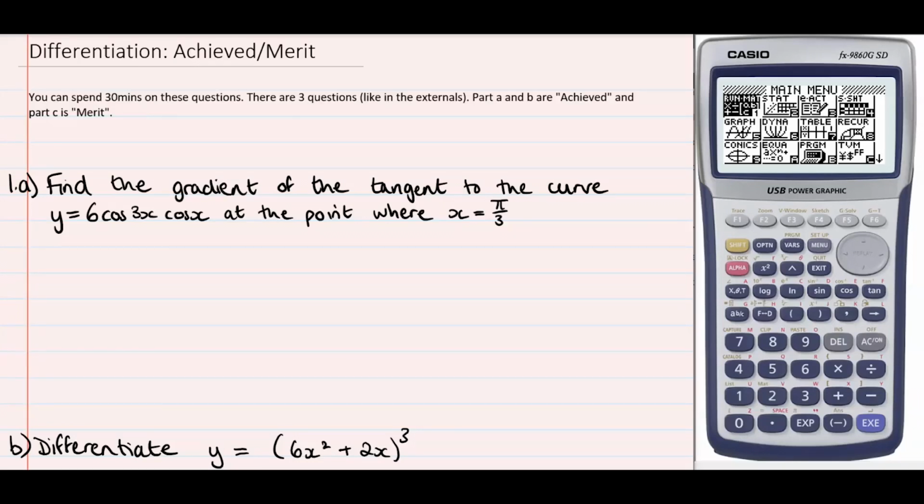Hi, welcome back to Mrs. Ogram's Maths. This time we are taking a look at a differentiation parallel paper that is focused on achieved and merit. So it's the first three parts of each of the three types of questions you get in the external. So the first two are usually worth achieved, and then the third part is worth a merit. So that's what we're looking at today.